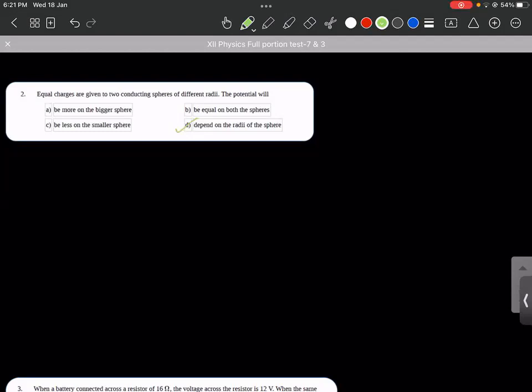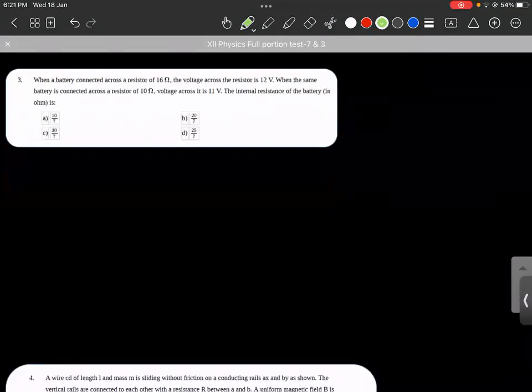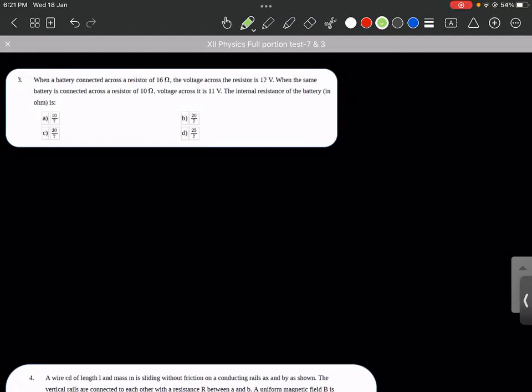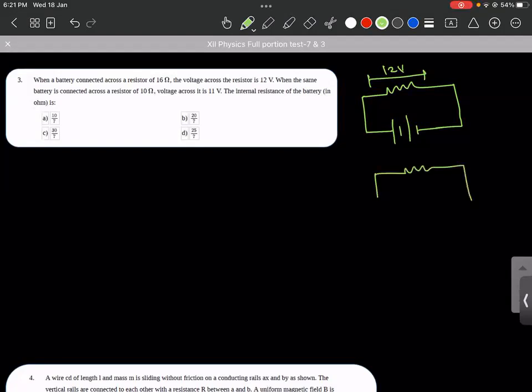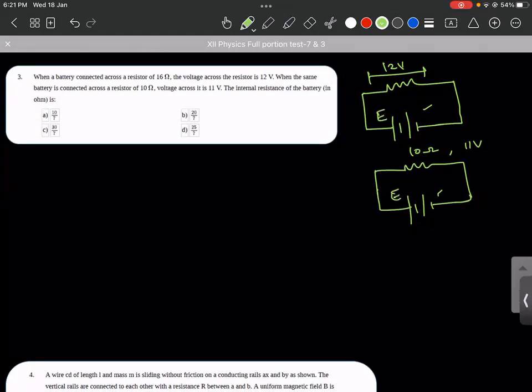Correct. When a battery is connected across a resistor of 16 ohm, the voltage across the resistor is 12 volt. So when a battery is connected across the 16 ohm, the potential here is 12 volt. When the same battery is connected to another resistor of 10 ohm, the potential difference is 11 volt. Okay. So what is common for the battery here and here? EMF and internal resistance. Am I right? So what is the relation between the parameters?